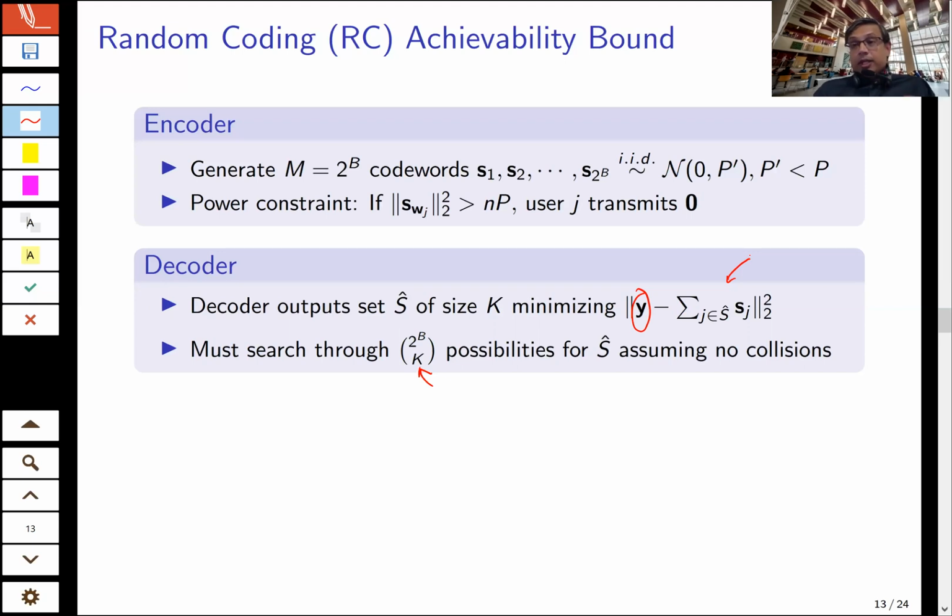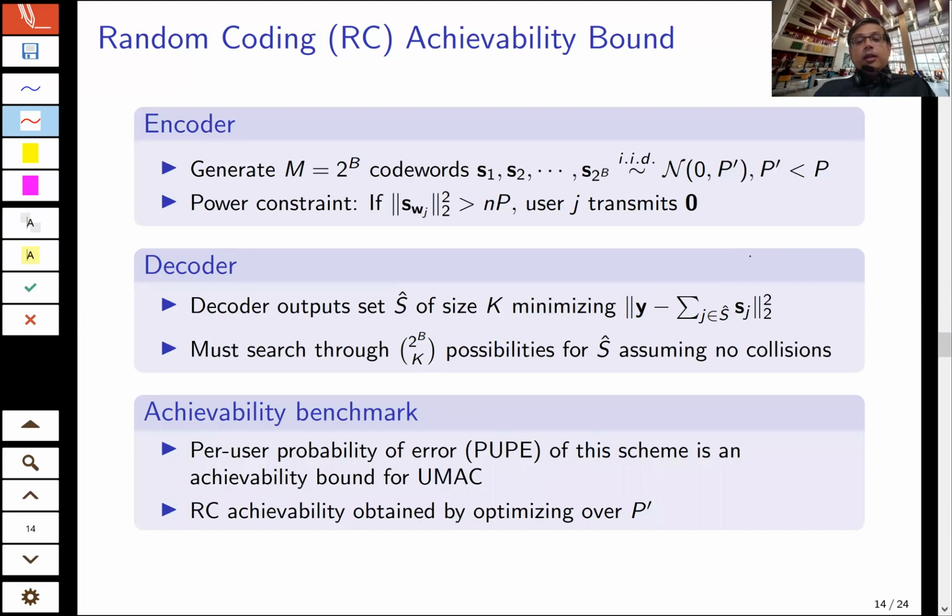Now, clearly, the complexity of this is very, very large. The complexity is exponentially large, and so this is not something that you can actually implement. Nevertheless, this gives you an achievability benchmark. And there is one parameter to optimize here, the P prime. If you choose P prime to be too close to P, then the probability with which a user will violate the power constraint will be fairly large. However, if you make P prime fairly small, then you don't get enough protection against the noise. So you want to trade off these two things, and therefore you have to optimize this P prime. That's basically what he did in that paper.